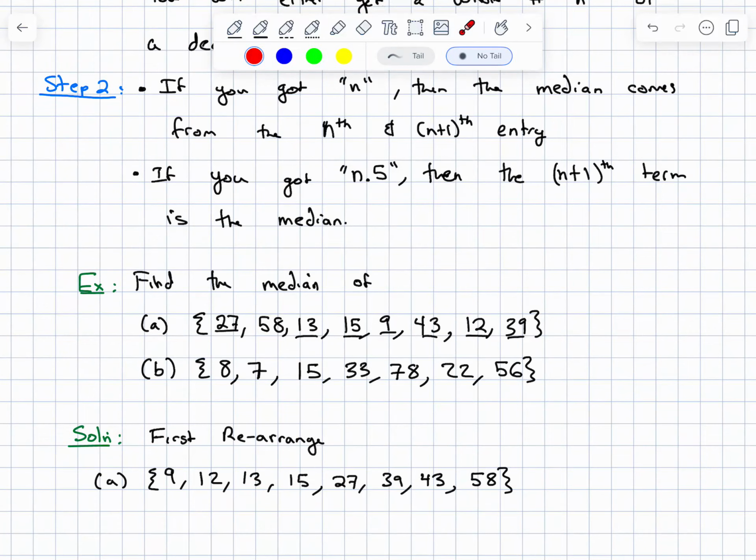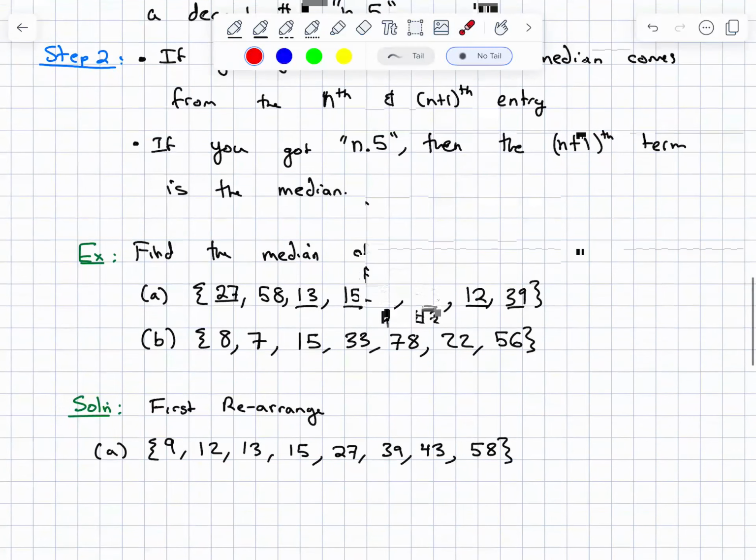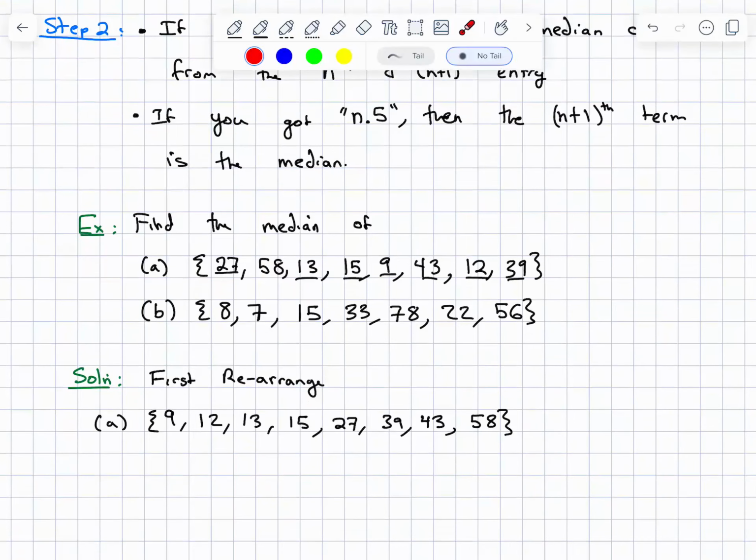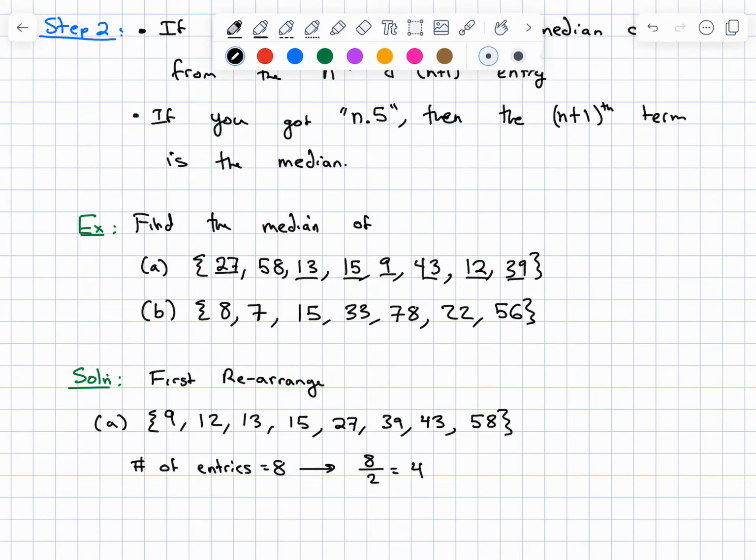Okay. So this is how I figure it out, and to do it quickly. Number of data entries: 8 divided by 2 is equal to 4. So that's my quote unquote n. That means that the 4th and 5th give the median.